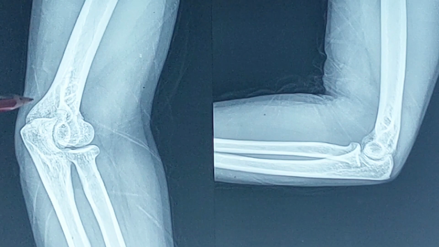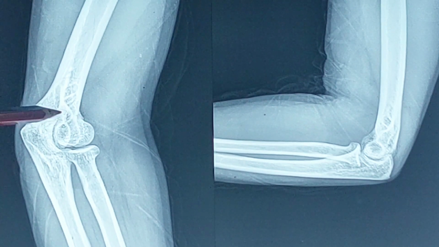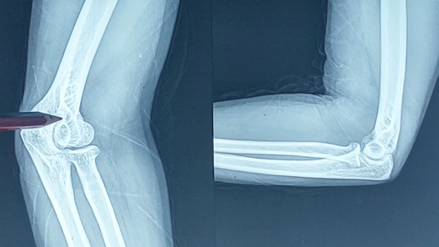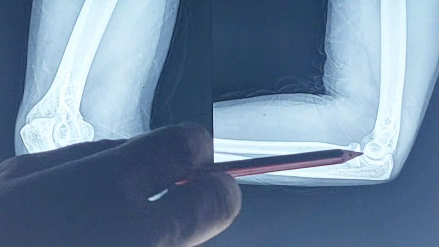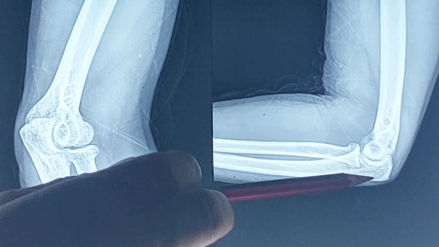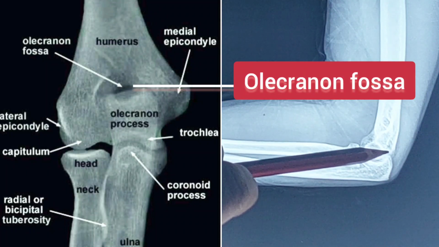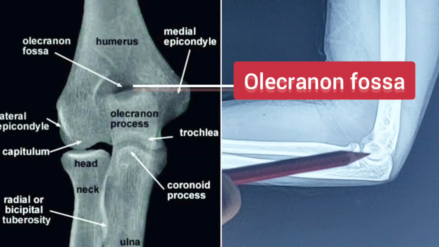So there are three fossae: two anteriorly, the radial fossa and the coronoid fossa, and one, the olecranon fossa, posteriorly. In the lateral view, you see more clearly. This is the olecranon process of the ulna, and this is the olecranon fossa of the humerus.